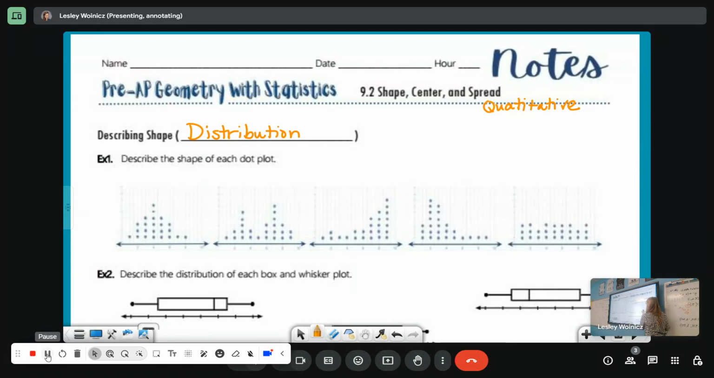If you look at this first little dot plot, you can see that it has a cute little bell shape. Okay, well, so we're going to call this bell. It's also symmetric. If you imagine a little line of symmetry down the middle, it would fold onto itself. So we call it symmetric.